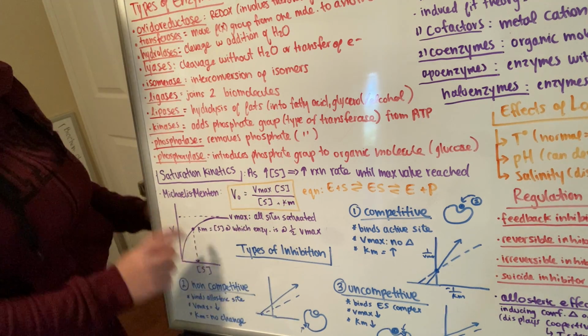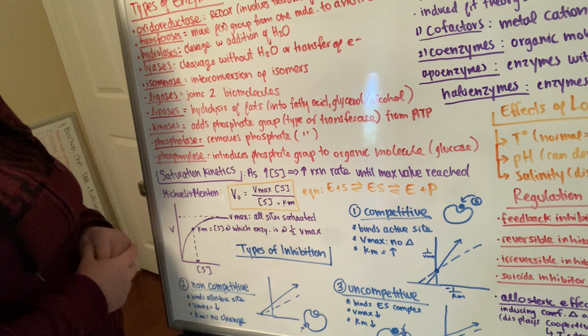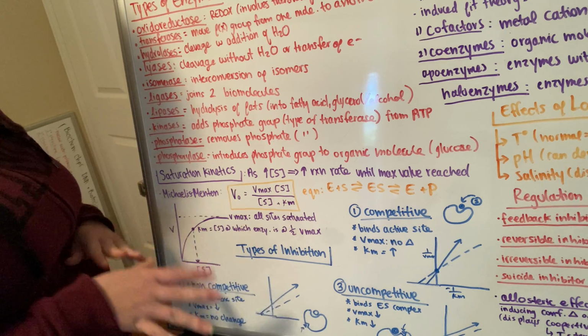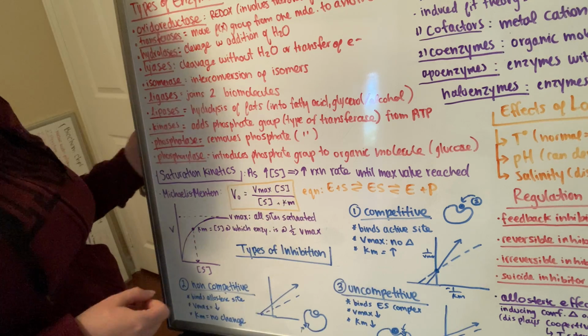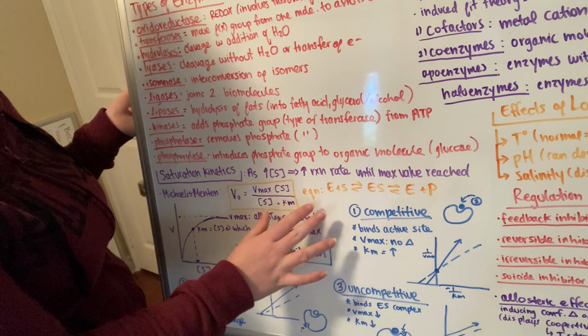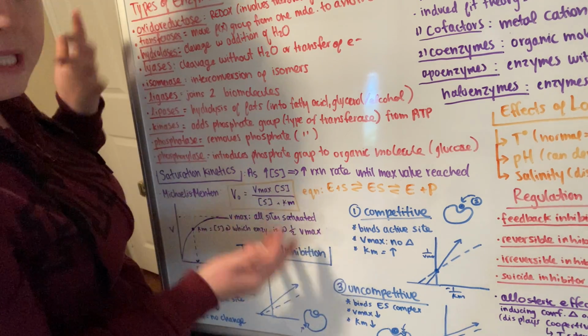So that is important because these are in some type of relationship, and we're going to get into that when we look at these types of inhibition. But before we do that, we're just going to look at these two equations right here. So this equation is the Michaelis-Menten equation, explaining in an equation what we were saying in words.